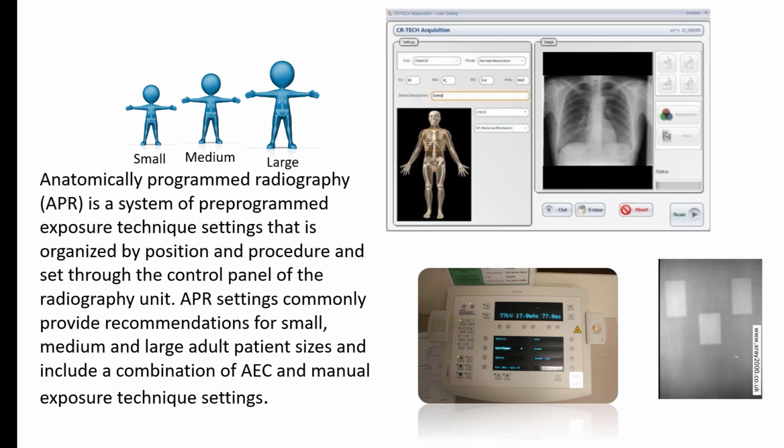An anatomically programmed radiography system is a system of pre-programmed exposure technique settings that is organized by position and procedure and set through the control panel of the radiography unit. These are vendor specific. APR settings commonly provide recommendations for small, medium, large adult patient sizes and a combination of AECs to choose from.